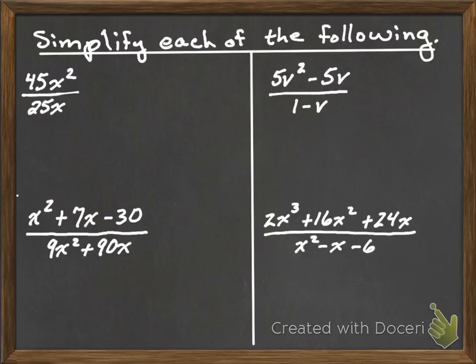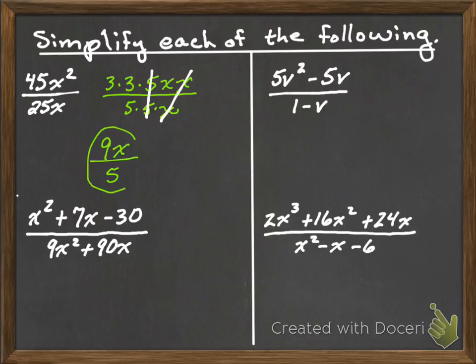So this is not a polynomial, this is a monomial. With this, 45 breaks down into 9 times 5, so that would be 3 times 3 times 5. Got a couple of x's here. Then your denominator factors down to 5 times x. And then we can cancel like factors. So we got an x and a 5 that are going to cancel out, which will leave us with a final answer of 9x over 5.